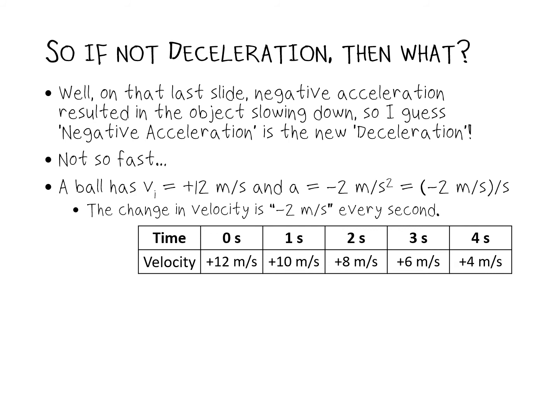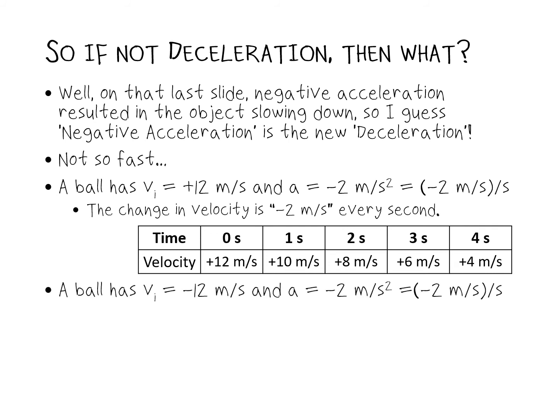And again, a negative velocity doesn't mean it's evil or bad. It just means it's the other way. So if positive is up, negative is down. If positive is to the right, negative is to the left. That's all it is. It's just the other way.